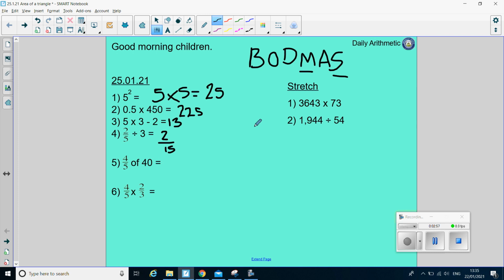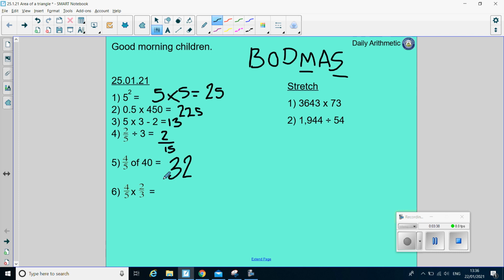Question 5, find a fraction of an amount. Now we did have this on Friday's arithmetic quiz, but it has been a little while since we've done it in class. So to find a fraction of an amount, we have to divide by the denominator and then times by the numerator. So first of all, I've got to divide by the denominator. So 40 divided by 5. Using my multiplication facts that I know, 40 divided by 5 is 8. Okay, and then I've got to do times by the numerator. So 8 times 4 gives me the answer 32. So for this kind of question, divide by the denominator, times by the numerator.